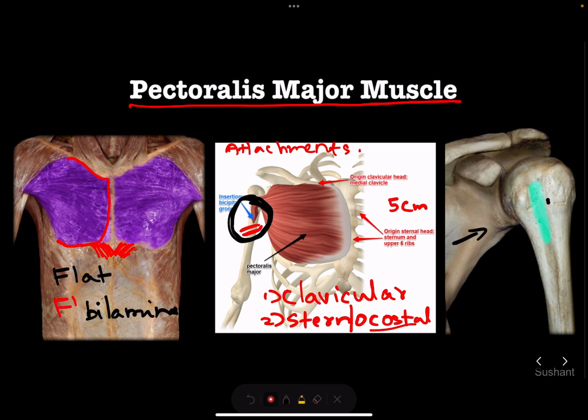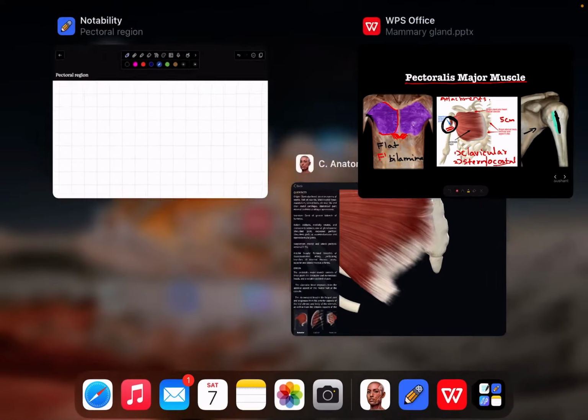Now the intertubercular sulcus has a medial lip. This is the medial lip because it is closer to the midline. This is the lateral lip which is away from the midline, and there is a floor also. Now the pectoralis major muscle will be inserted to the lateral lip of the bicipital groove. So this is where the pectoralis major muscle is going to get inserted. Right. So as the muscle passes laterally, in this picture as you can see, it passes laterally and then it comes and inserts to the lateral lip of the bicipital groove.